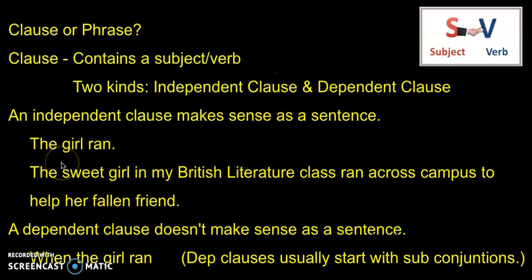For example, the girl ran. Girl is the subject, ran is the verb. This makes sense as a sentence. It is a complete thought.